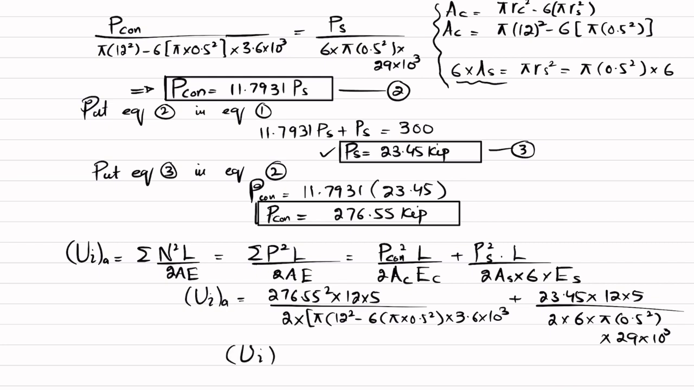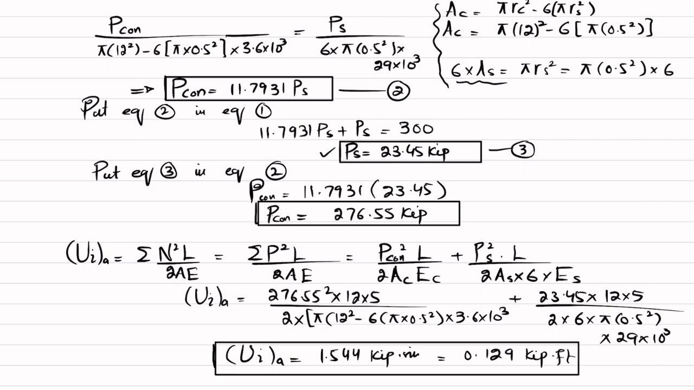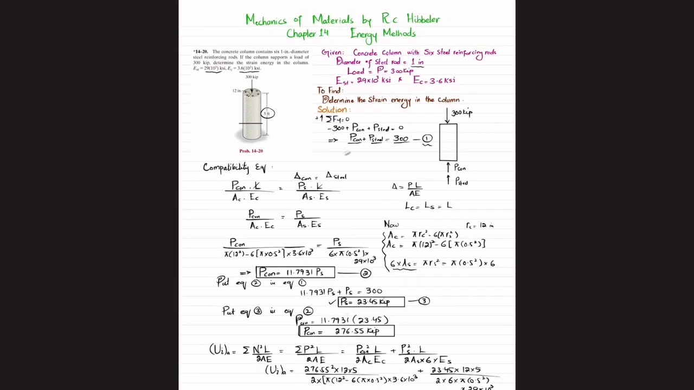So when you solve this, you will get strain energy due to this axial loading to be 1.544 kip-inch. And if you want to convert it into feet, you have to divide it by 12. So you will get 0.129 kip-feet. And this is the answer of this question. And that was all about this problem 14-20.